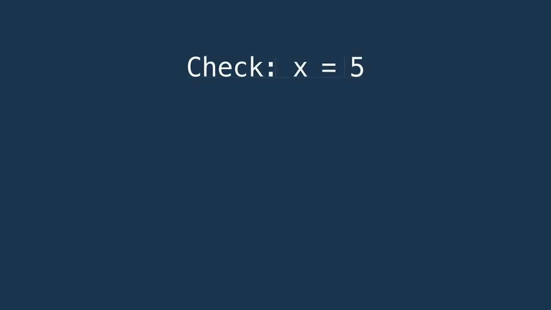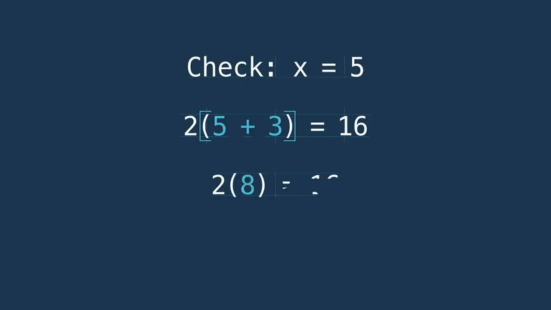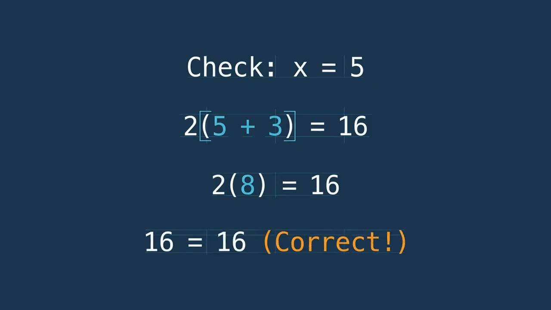Always check your solution. Substitute 5 back into the original equation. 2 times (5 plus 3) equals 2 times 8 equals 16. Both sides match, so the solution is correct.